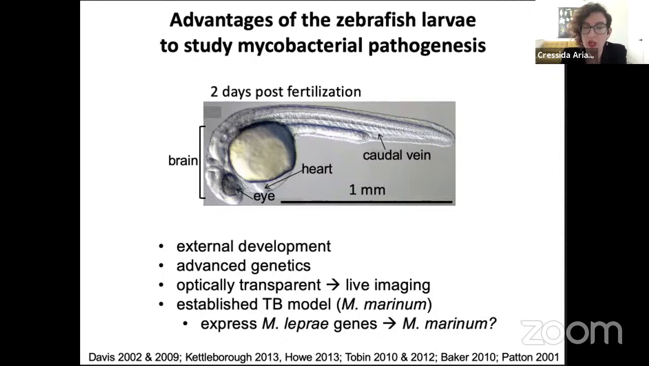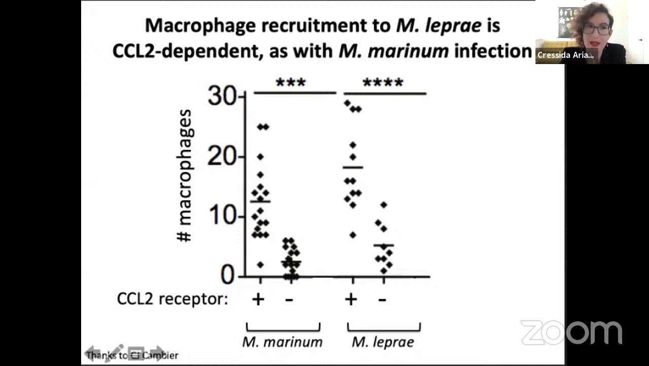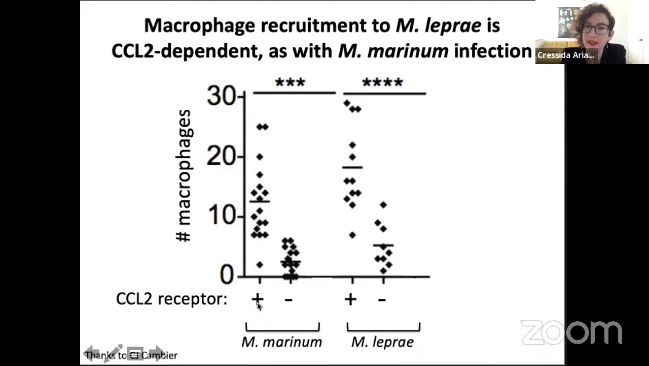So the first experiment I did with the larvae was to infect them with fluorescent M. leprae. And we saw in zebrafish that recruitment of macrophages to M. leprae is dependent on CCL2. So this is a chemokine that's important for recruiting monocytes and macrophages. And we already knew that with Mycobacterium marinum, remember this is our model TB pathogen, that the CCL2 receptor was required for macrophage recruitment.